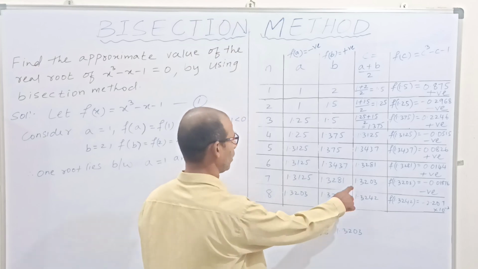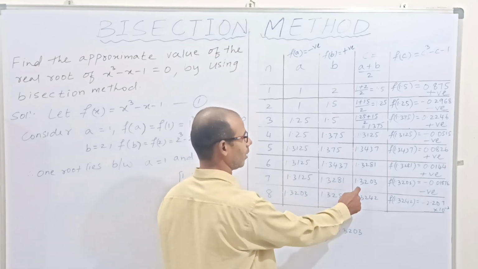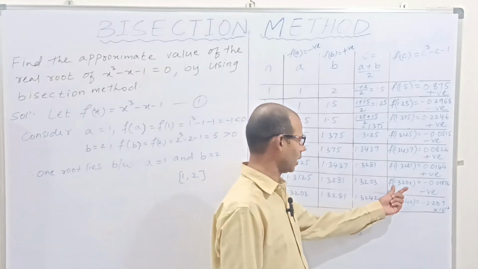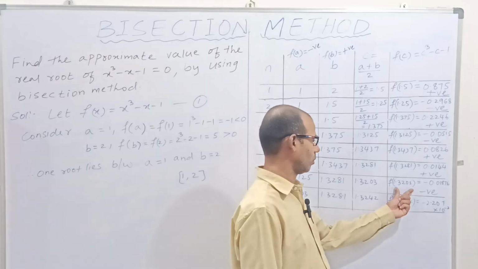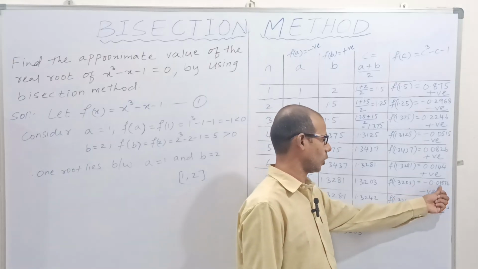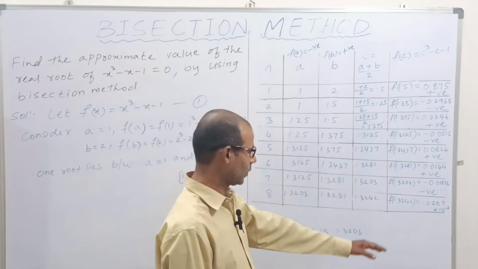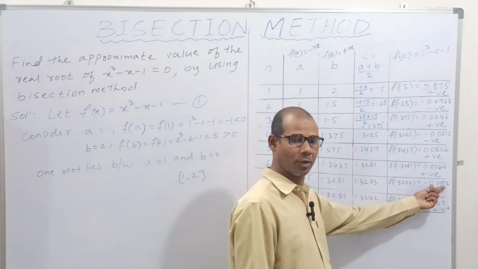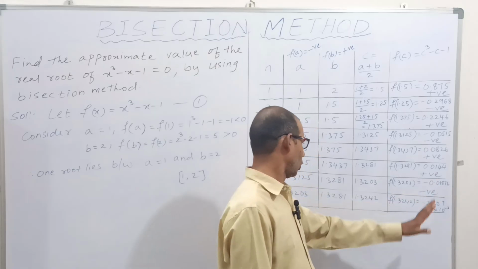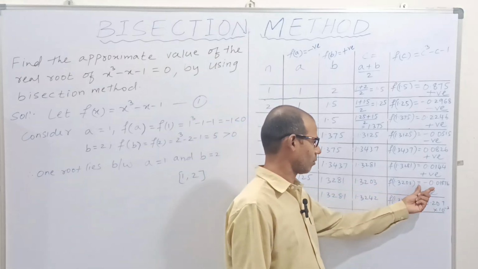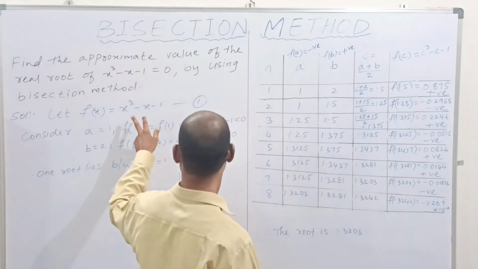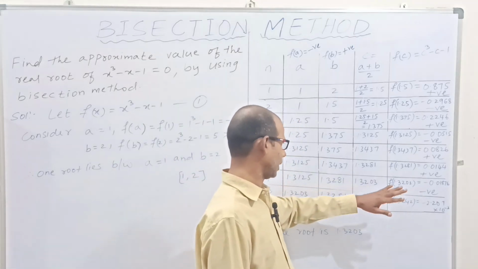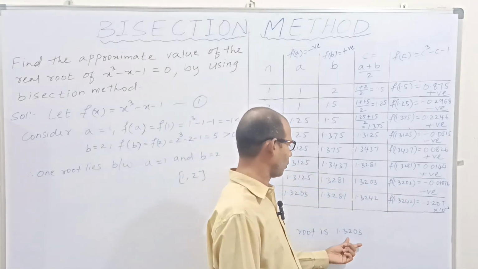So therefore now, using this A and B, we find C equal to A plus B by 2, and we get 1.3203. The function value at 1.3203 is minus 0.01876. So this is a negative value. So the function value is almost equal to 0, right? If you go for a further step, we can stop here, because the function value has become almost 0. So therefore we can stop here. So we can say that the root is 1.3203.